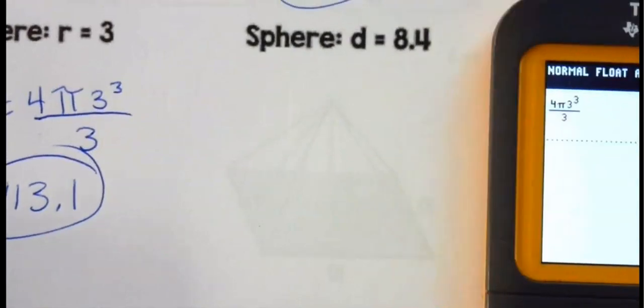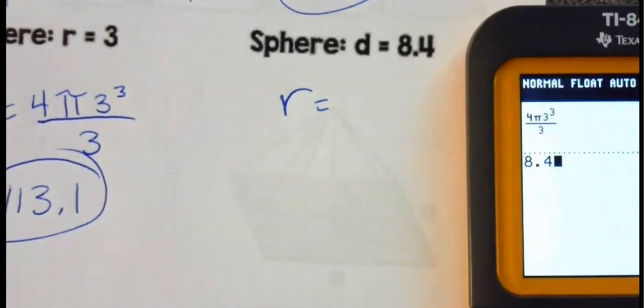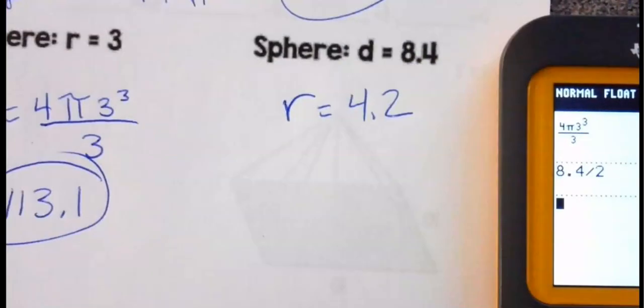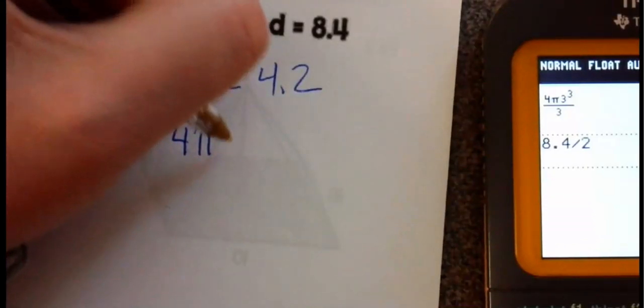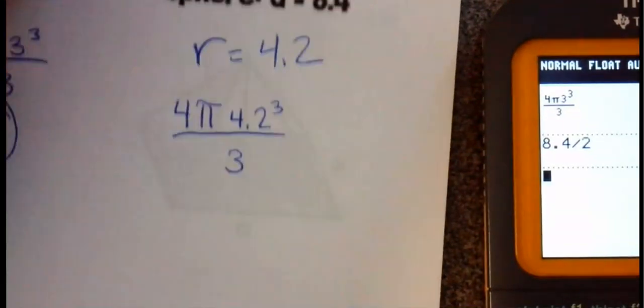And we're going to do it one more time, just to make sure everybody's on the same page, and then that's the last one. So this gives us the diameter. We want the radius. So we want to cut that diameter in half to get 4.2. All right, so 4.2 cubed over 3. So I want you to type this in.